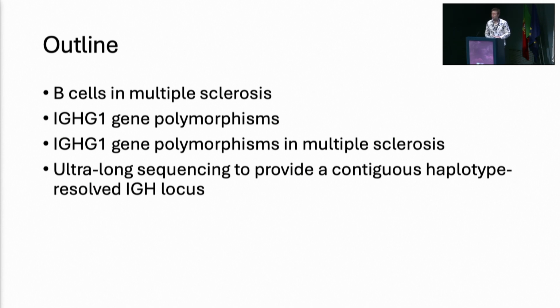Next, I will explain why we believe that some of these polymorphisms might be of importance in multiple sclerosis, and I will show you some data from our results to convince you of this. And finally, I'll present one of the current projects that we are working on, where we decided to go all germline and do ultra-long sequencing using Oxford Nanopore technology.